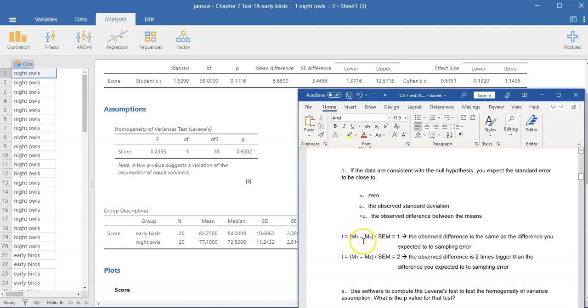Well, if the mean difference is about the same size as the SEM, what you're saying is you got the amount of sampling error that you expected. So that's what a t of 1 means. The mean difference was about as far apart as you'd expect due to sampling error. If you get a t of 2, that means the mean difference was twice as big as the mean difference you would expect due to sampling error. So that's the reason why this is the answer it is.